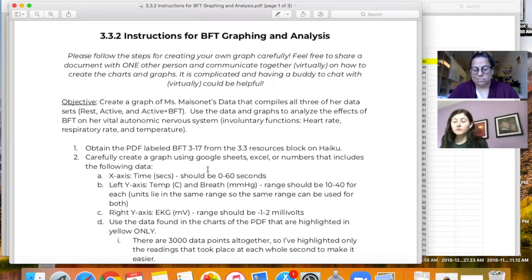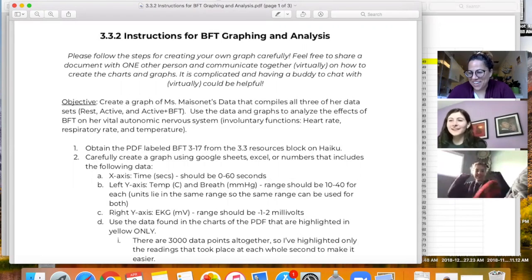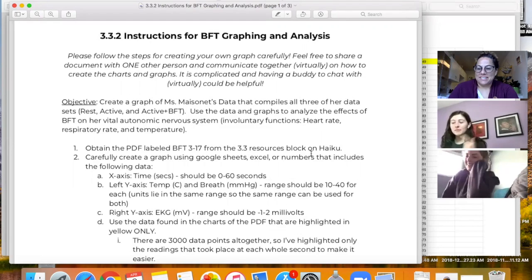So the point is that the experiment that I did is what you are going to use to make these two graphs. It has nothing to do with anything you did. Did we lose Amanda? I'm here. I don't know why I don't see you. Oh, you're fine. Oh, hello, I see you now.